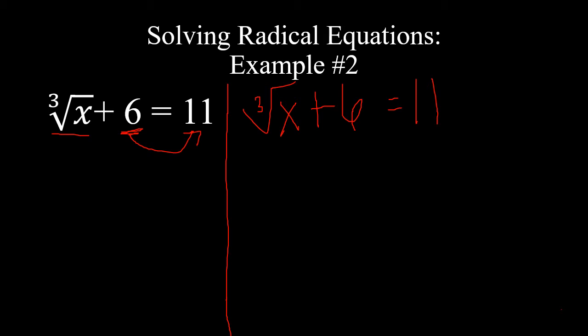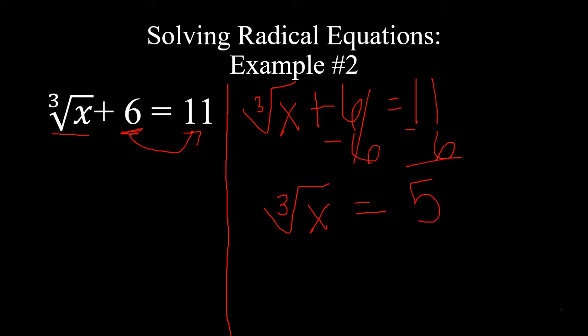So how am I going to get that 6 onto the other side? Well, I'm going to subtract it. That will get it off of the left side completely, which leaves me with the cube root of x is equal to 11 minus 6, which is 5.